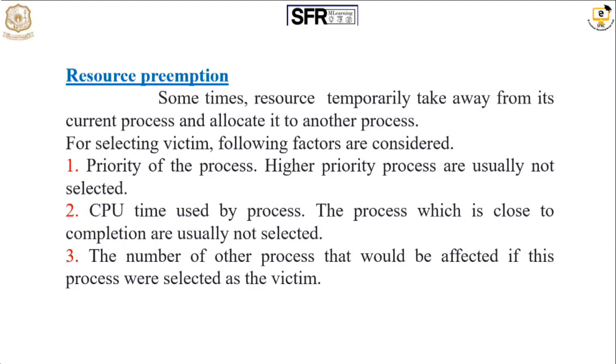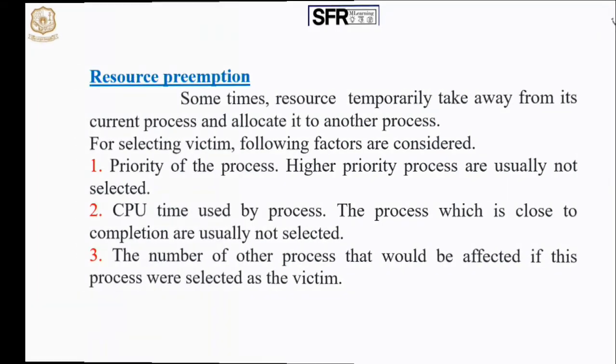The second one is resource preemption. Here the resource is temporarily taken away from its current process and allocated to another process. For selecting a victim, the following factors are considered. First we check the priority of the process; higher priority processes are usually not selected. Then we check the CPU time used by the process; processes that are close to completion are usually not selected. Then the number of other processes that would be affected if this process were selected as the victim.